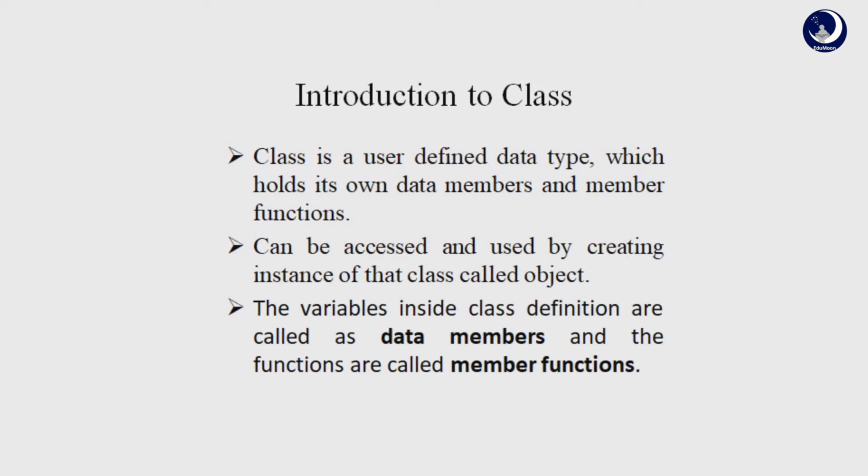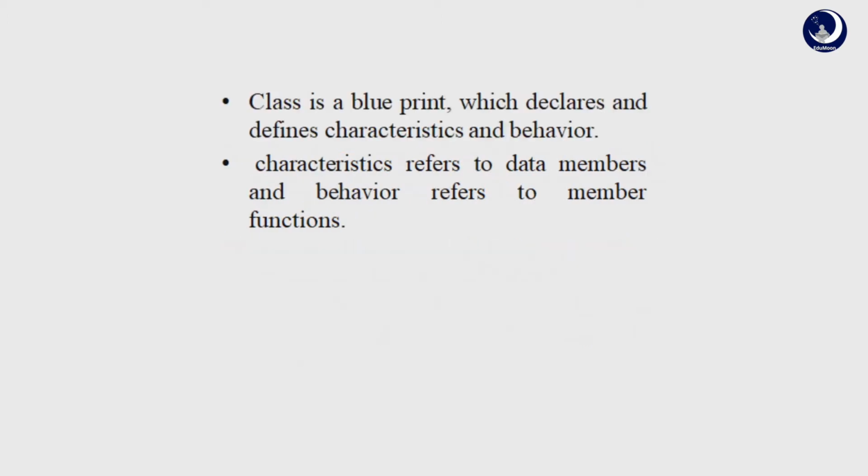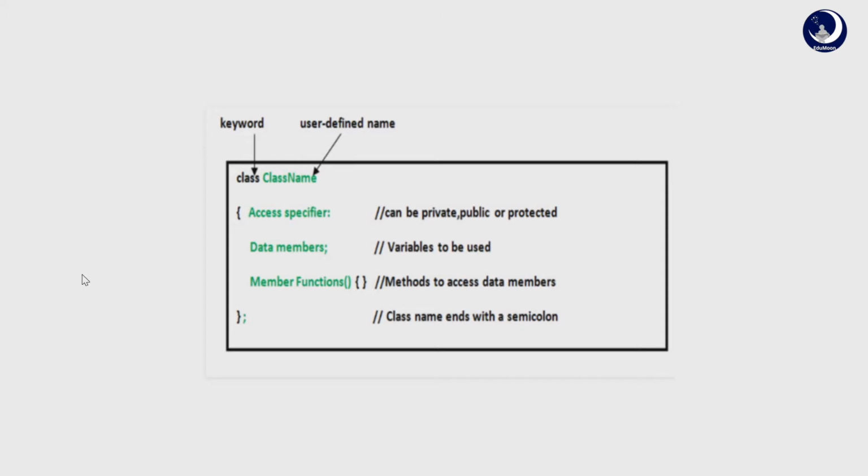The variables inside the class definition are called data members, and the functions inside the class are called member functions. Class is a blueprint which declares and defines characteristics and behaviors. Characteristics refers to the data members and behavior refers to the member functions. And also it should be noted that when we just declare a class, there will be no memory allocation to it. Memory will only be allocated once an object is created for that particular class. So this is basically a class.